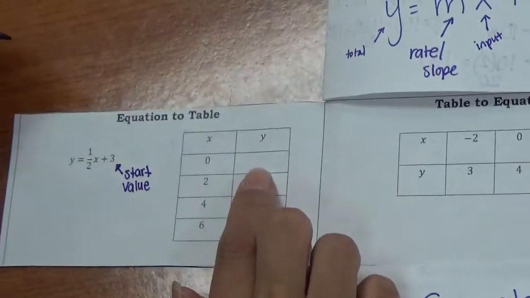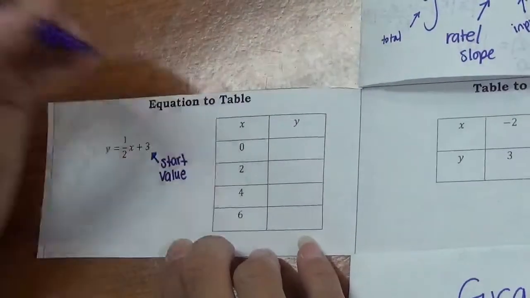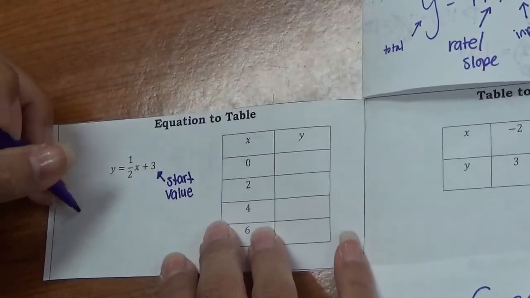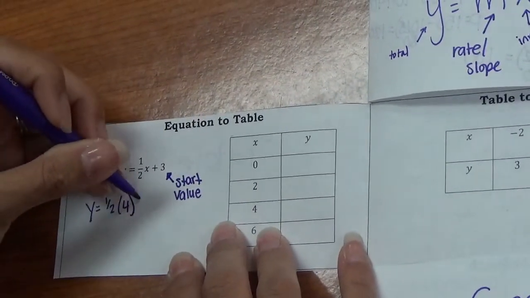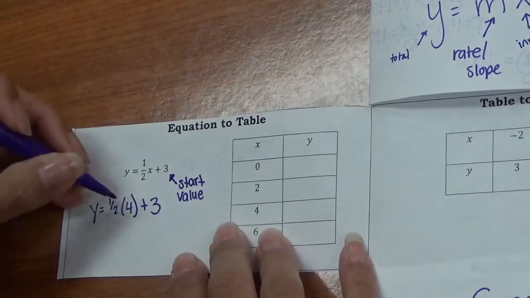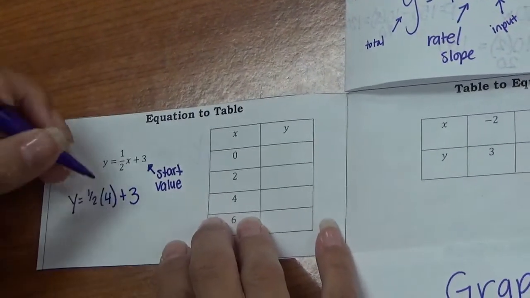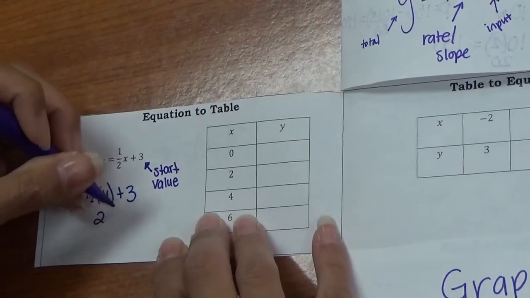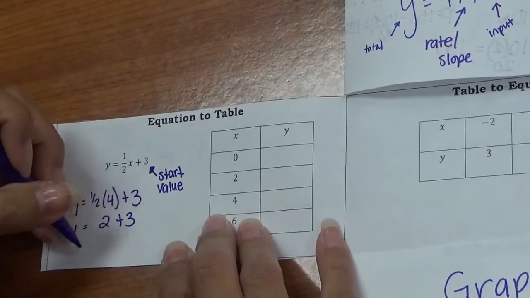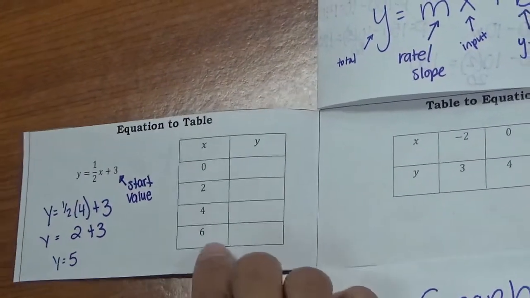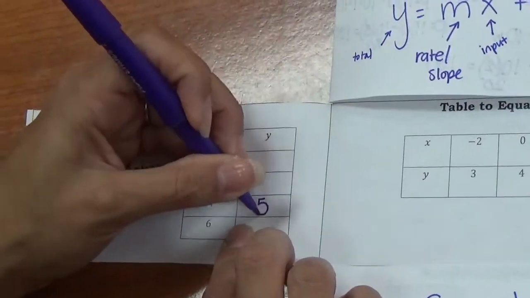So now I need to figure out what y is. So, remember I like to skip around? I'm going to start with 4. So if y is half of 4 plus my start value, which is 3, what's half of 4? That's like saying 4 divided by 2. 4 divided by 2 is 2 plus 3. So my y equals 5. Okay, so when my x was 4, y is 5.